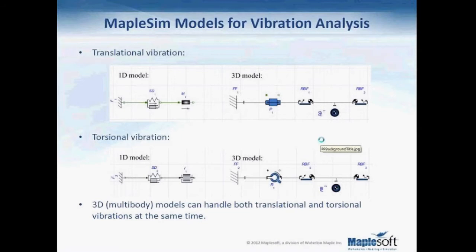So there are several different ways you can develop a vibration model in MapleSim. You can develop the vibration problem using one-dimensional mechanical components or 3D mechanical components, and this would produce the same results. But the 3D or multi-body MapleSim models allow you to handle both translational and torsional vibration at the same time, while the 1D model only allows you to do vibration analysis for either translational vibration or torsional vibration one at a time.